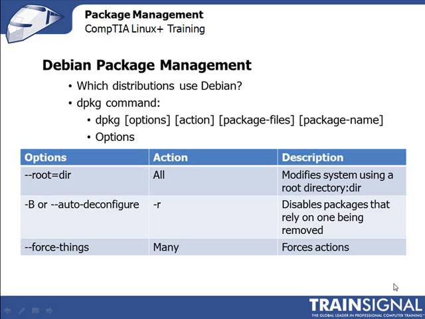Okay, on to the first option, which is --root=dir. Now this option modifies the system directory as indicated by the dir. This option is used to maintain separate Linux installations. The middle column tells us which action you can use this option with. Now we'll review those next.